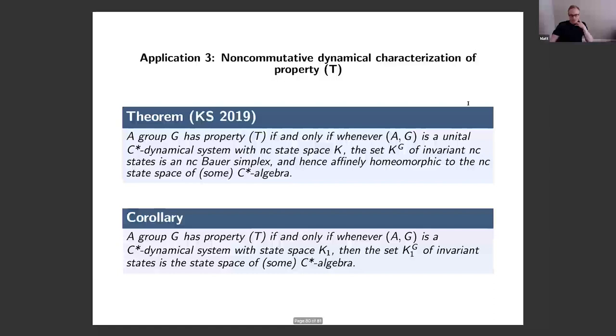And it turns out that in this special case, it's actually enough to just look at the first level. So in other words, just to look at the state space of my C-star dynamical system. And so we can get the following corollary, which is that a group has property T if and only if, whenever I look at the state space, then the set of invariant states of my C-star dynamical system is actually the state space of some other C-star algebra. Again, these C-star algebras are not necessarily that closely related.